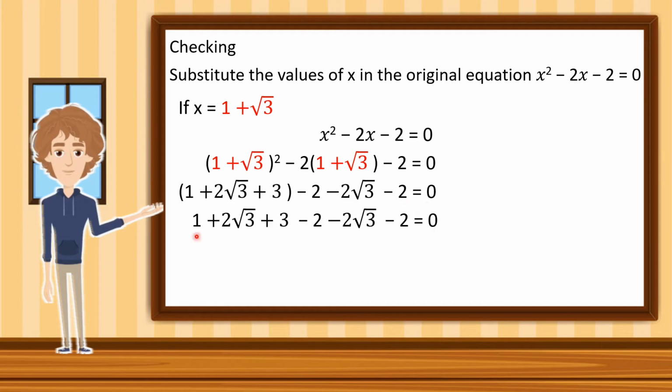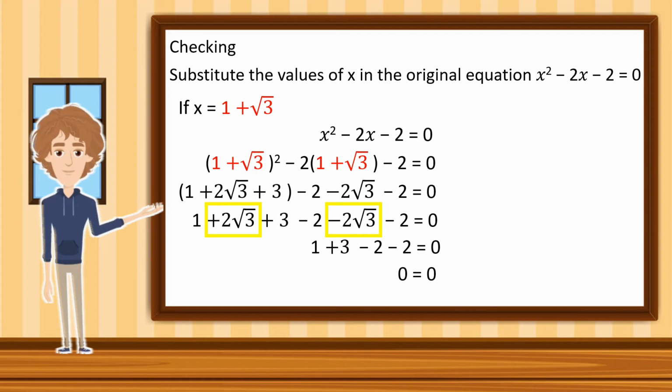Is it 0? Then by combining like terms, we have here positive 2 square root of 3 and negative 2 square root of 3. So when we add them, we will have 0. So we will just cancel them, and then we have 1 plus 3 minus 2 is equal to 0. So 1 plus 3 is 4, minus 2 is 2, and then another minus 2 is 0. Therefore 0 is equal to 0. The first root is x is equal to 1 plus square root of 3, and we are correct.